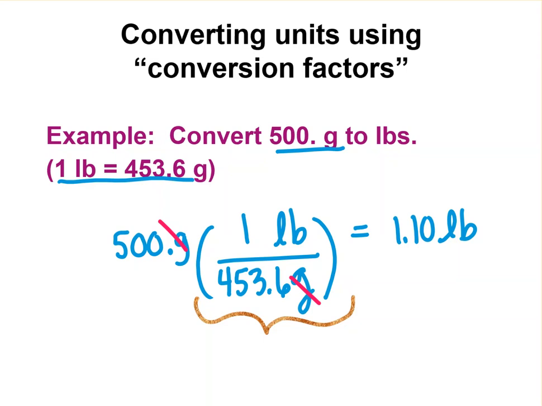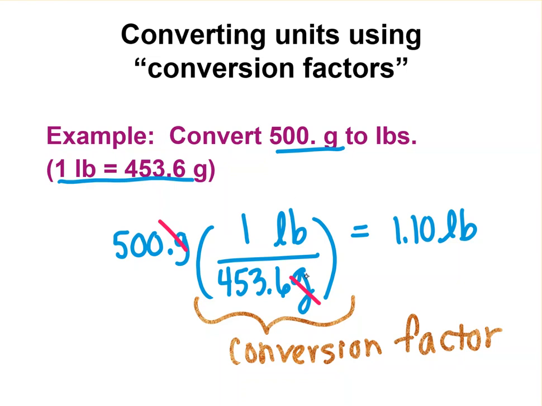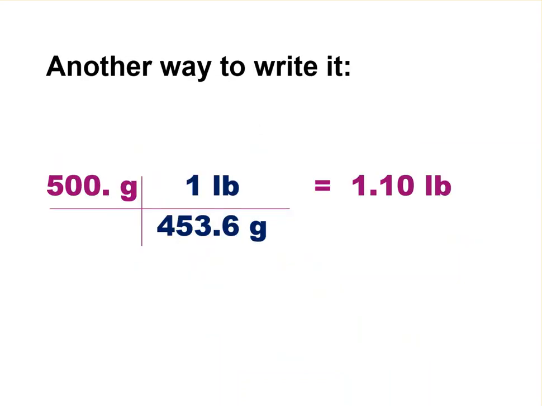Now this part, this fraction, is called a conversion factor. Conversion factors always have two units and two numbers, and they show a relationship. And again, where the top equals the bottom, they go together. Let's look at another way to write this. And this means the same exact thing.